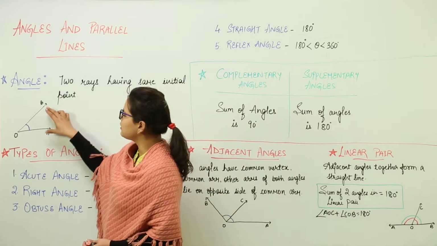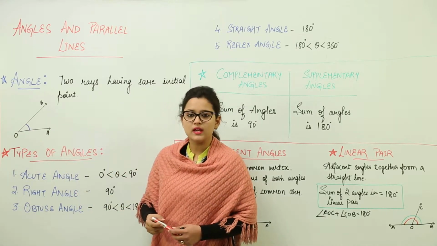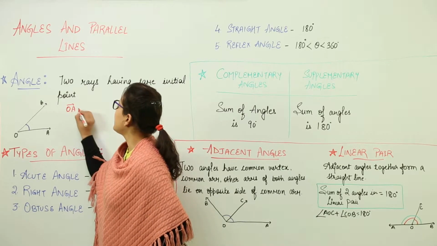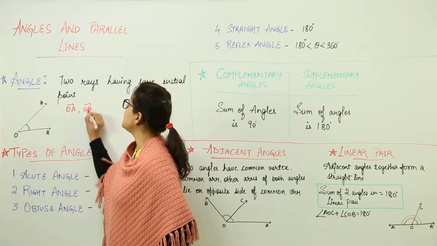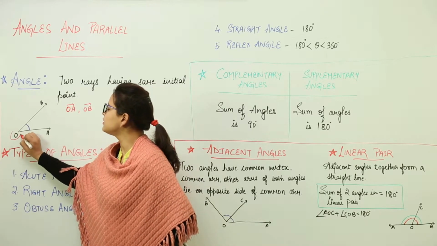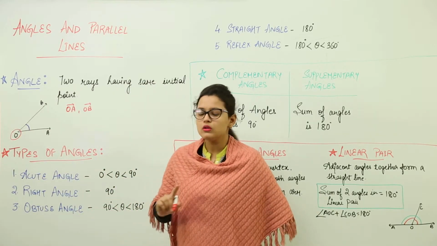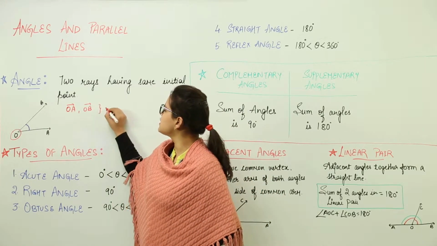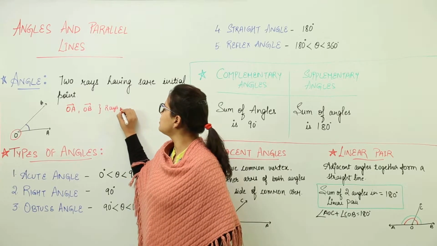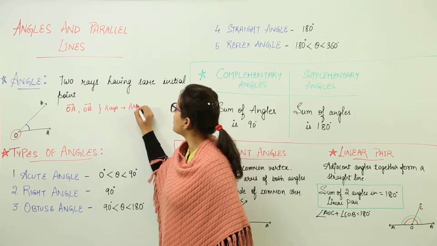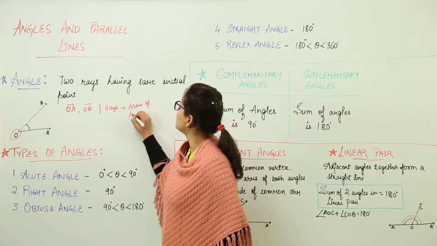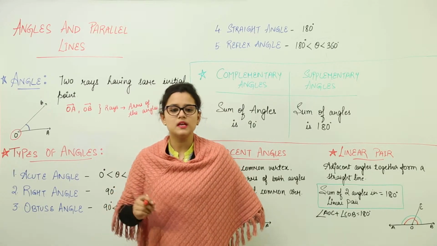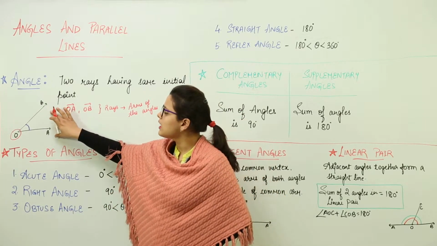For example, over here we have two rays, ray OA and ray OB. Both the rays OA and OB have the initial point O, so they are forming an angle. Also, the two rays are forming the arms. So we can say these are the rays, and these can also be called the arms of the angle, right? Whenever there are two rays having the same initial point, they will form the arms of that particular angle.